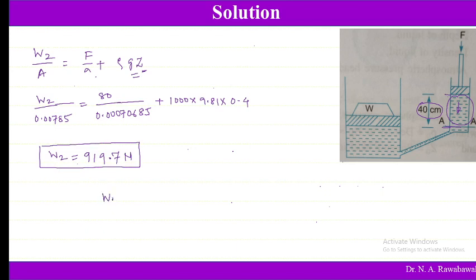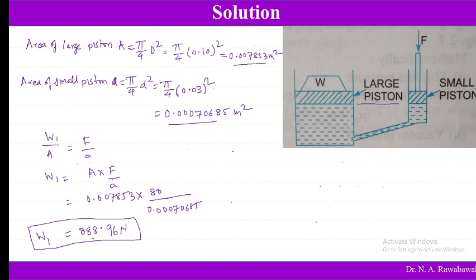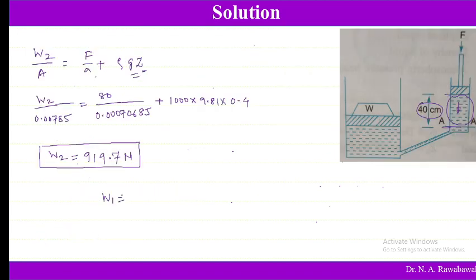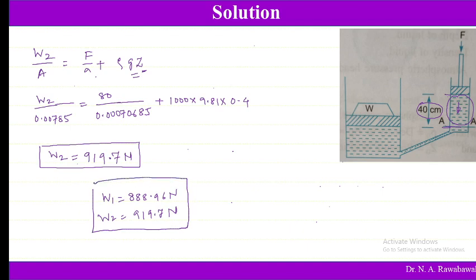So W1, which we obtained when the pistons are at the same level, is 888.96 newton, and W2 is 919.7 newton. This is how we have simplified this problem for parts A and B.